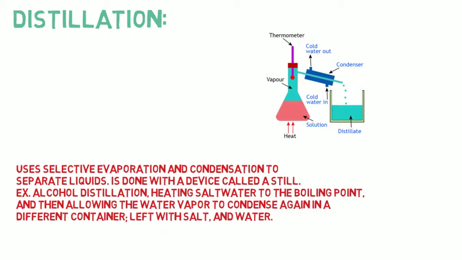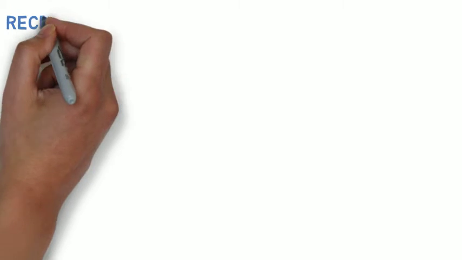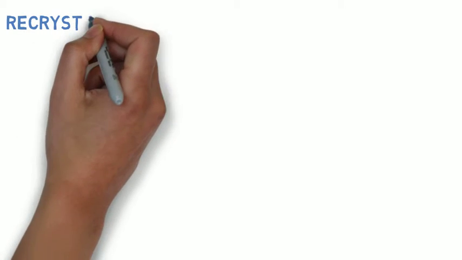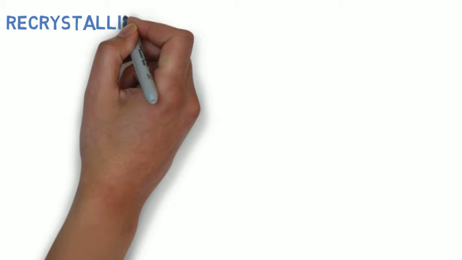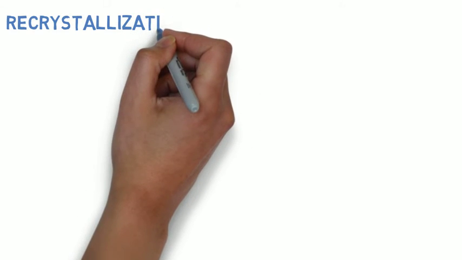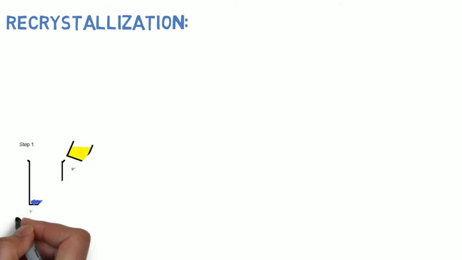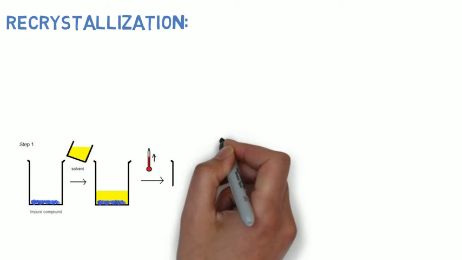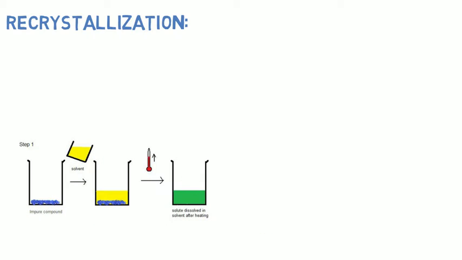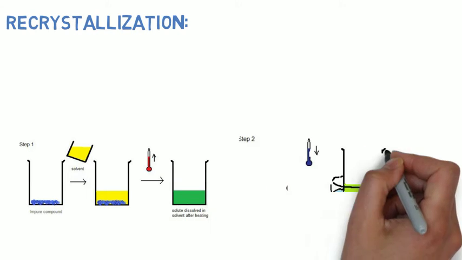Next up is recrystallization. An impure substance is dissolved into a boiling solvent. The impure substance must be soluble. Afterwards, the substance is cooled, first by air, then by ice. At this point, the impure substance should crystallize before the impurities.